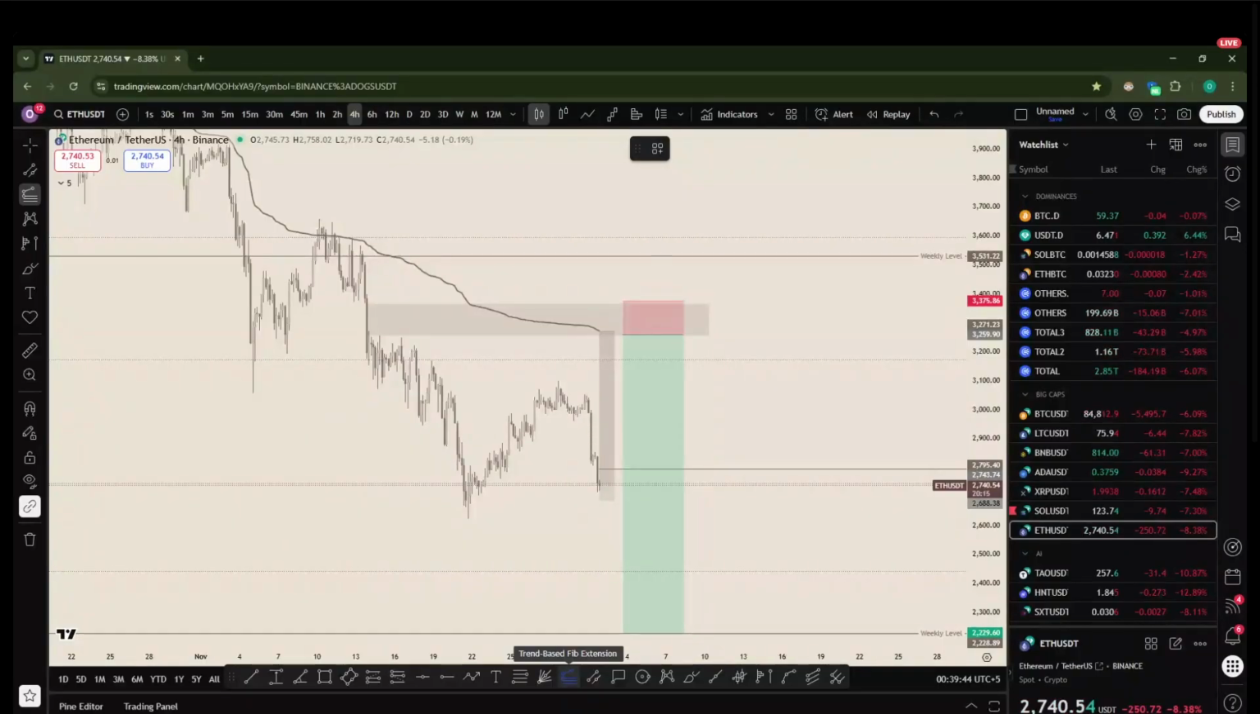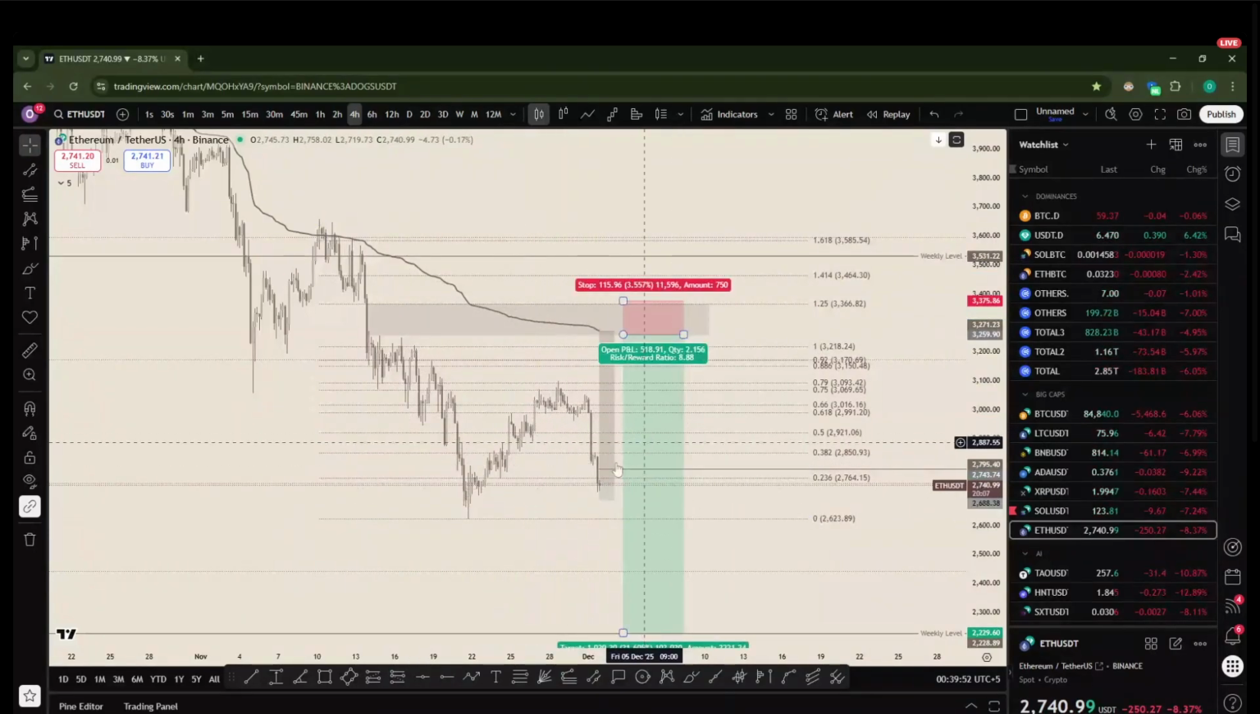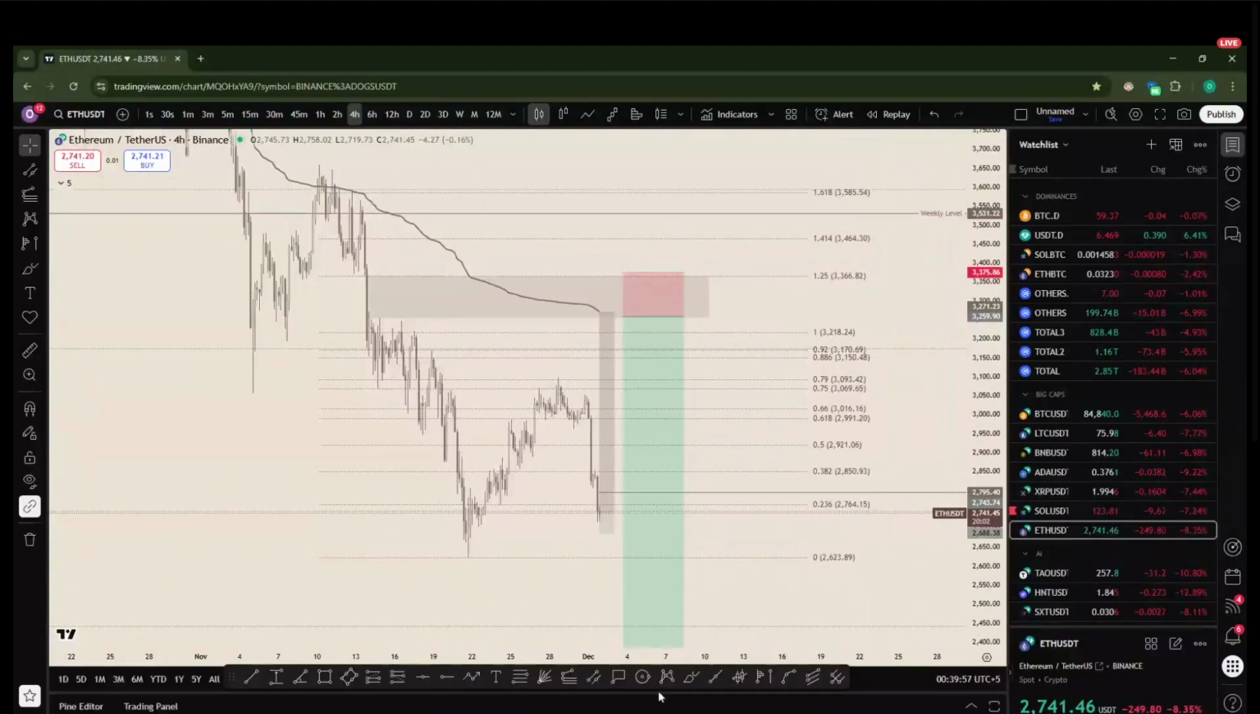Trend based Fibonacci extension is basically, if you draw it from this low to the high and then to the low, then this tells you how much of a retracement you should expect on a coin. So ideally you should at least expect a retracement till one level. That should be your TP area, not exactly the TP area, but that should be your maximum area where you should be looking to short.